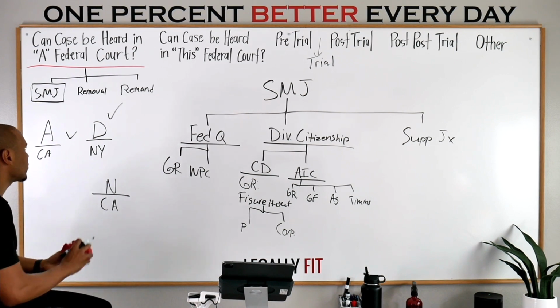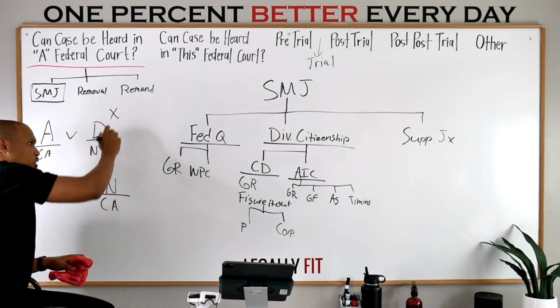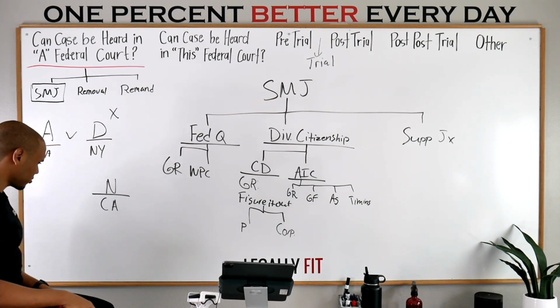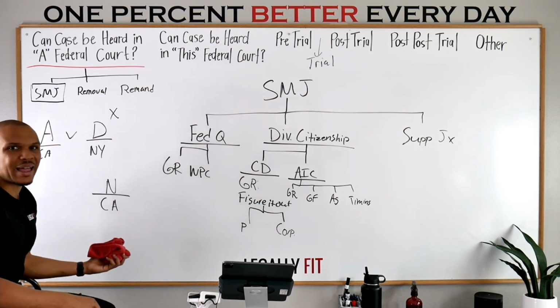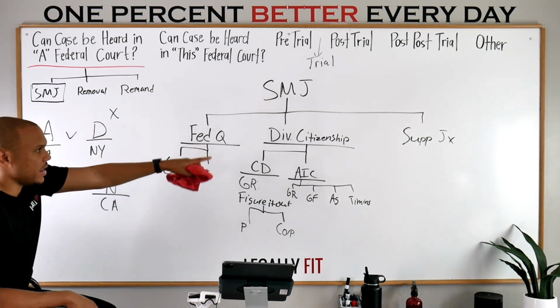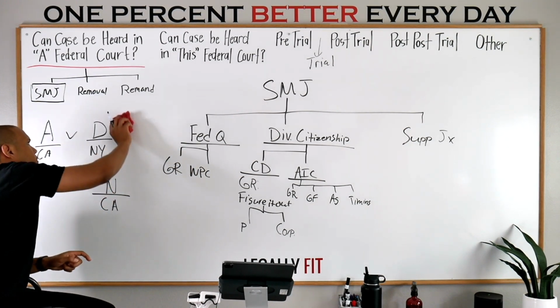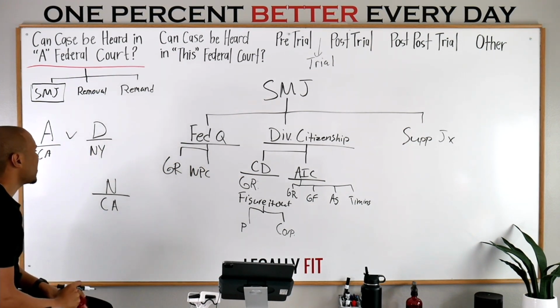But if we said that Allison also failed federal question and diversity, well, then Nicole has nothing to latch onto, because you have to latch onto something that made it in under federal question or diversity. Is that clear, Max? Yes. Awesome.